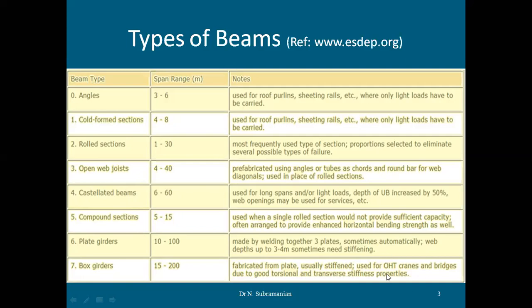You can see the box girders can be used for cranes and for bridges. And plate girders can also be used for bridges, where the depth of the web will be more, so the web is supposed to be strengthened by providing web stiffeners for depths up to 3 to 4 meters. For the maximum spans, you are going to use box girders.